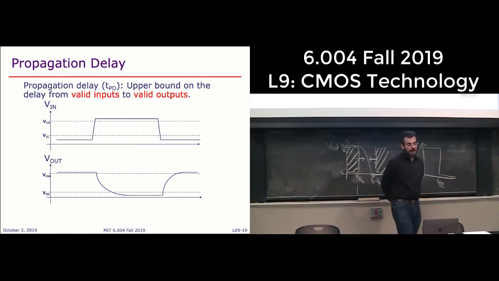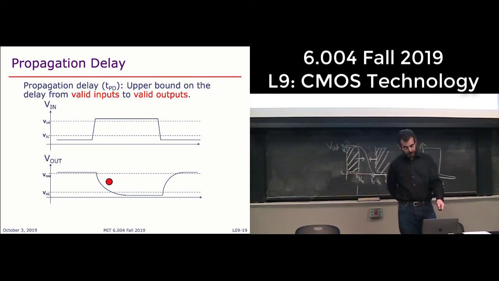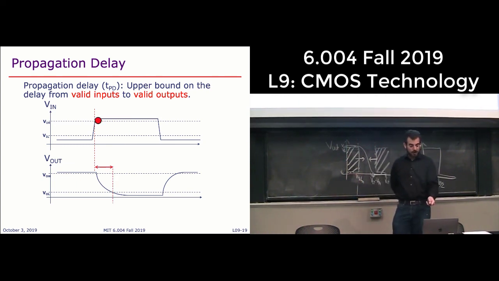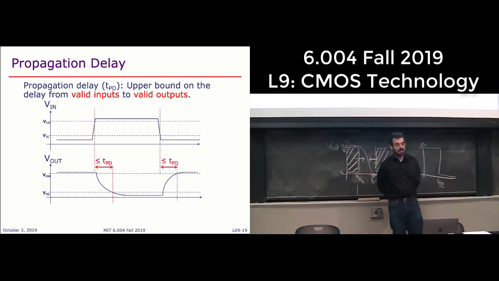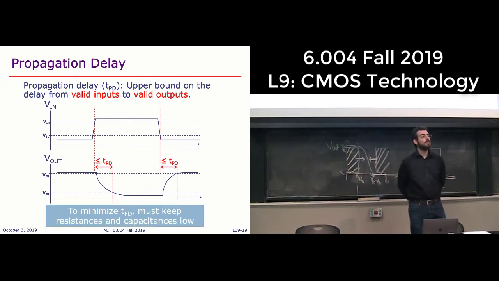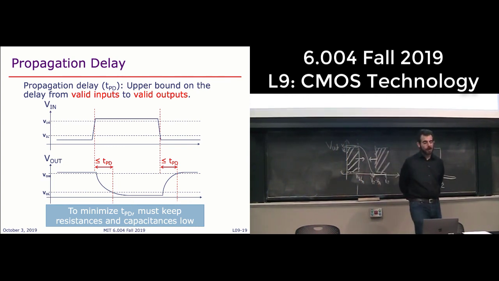So if we go back to our definition of propagation delay, remember we now know that these are exponentials. What we want is to minimize propagation delay, which is the time from reaching a valid input to reaching a valid digital output, and it's the maximum of these two thresholds. So what do we want? We want to minimize R's and minimize C's. And unfortunately, you cannot build arbitrarily small R's and C's.